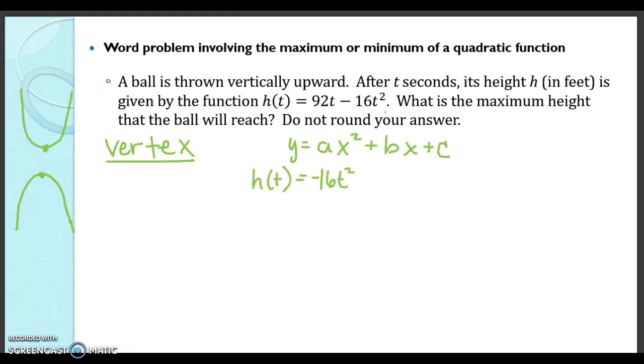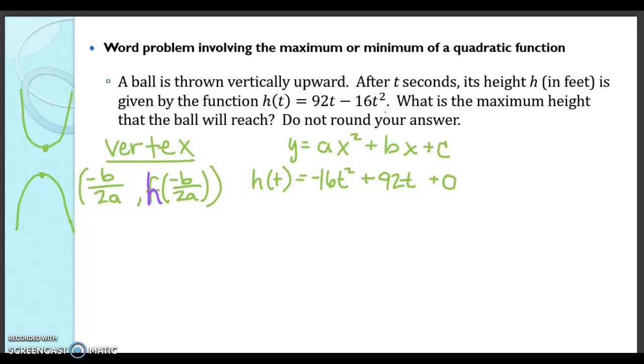This is our function h of t, or the height, plus 92t, and then c ends up being 0, right? We don't have a c. So the vertex (h, k), just like the others, is found at negative b over 2a, and the function at that value. Now, what function do we have for this one? We actually have h, not f.